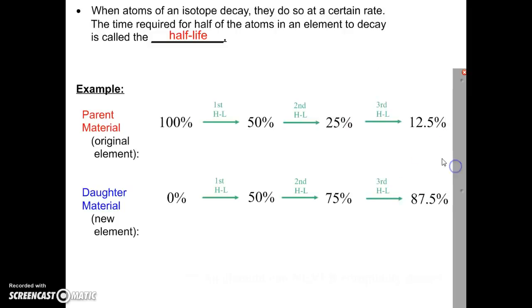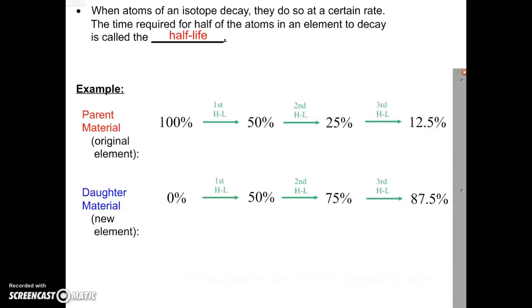So now we only have 12.5% of that parent material left. The rest has decayed into the daughter. And we could keep going, a fourth half-life, a fifth half-life, and so on. We just keep taking away half of what's left of the parent.